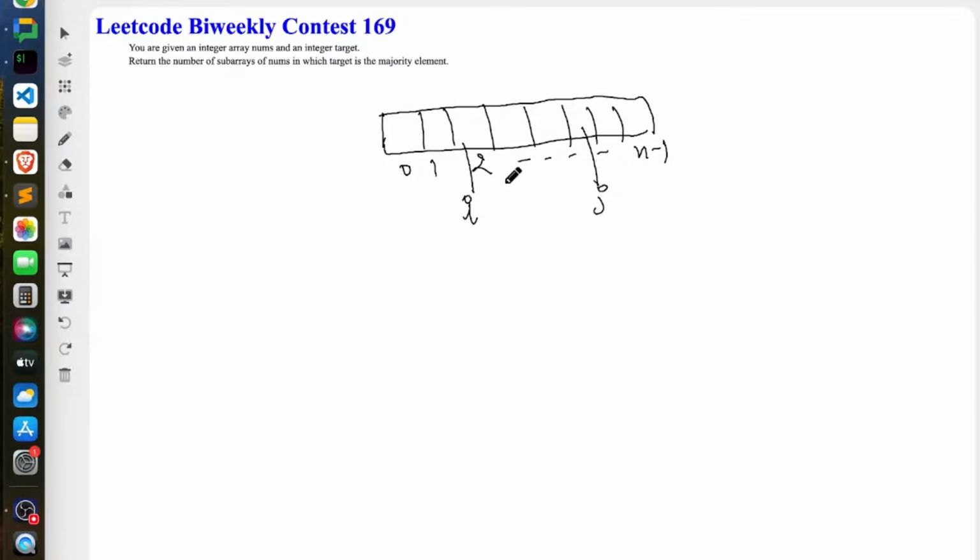So what we can do, we can find out the count of target in this subarray. Let's say that count is target count, right? Target count would tell you the count of the target in this subarray. And if I'm saying that this target integer is a majority element in this subarray from i to j, it means this target count has to be more than len divided by 2. This length is nothing but the length of this subarray.